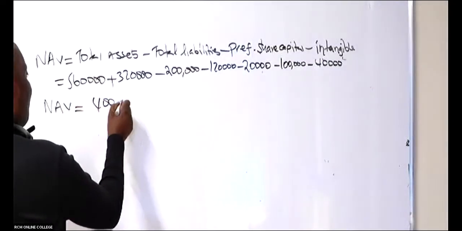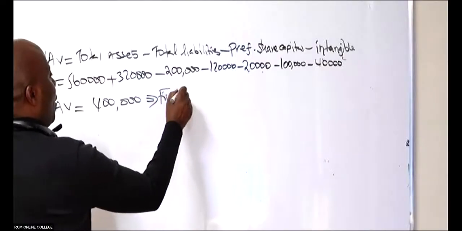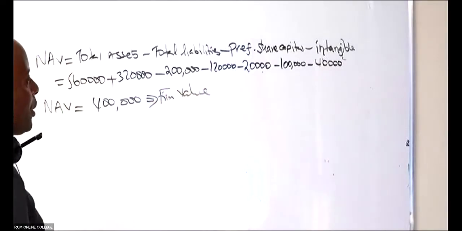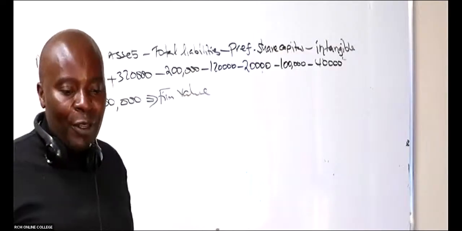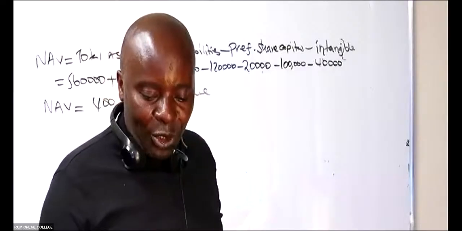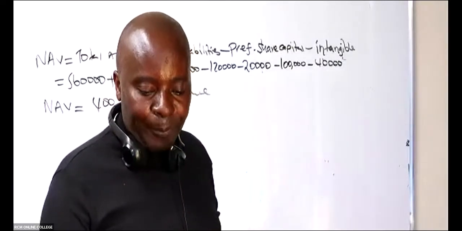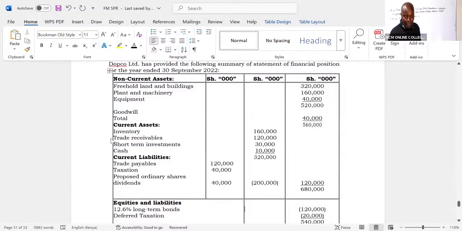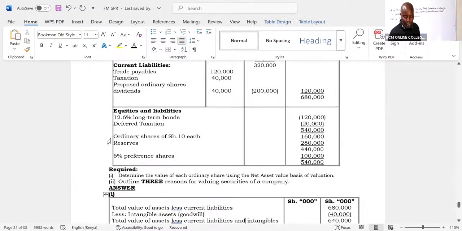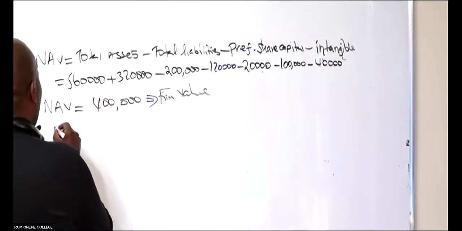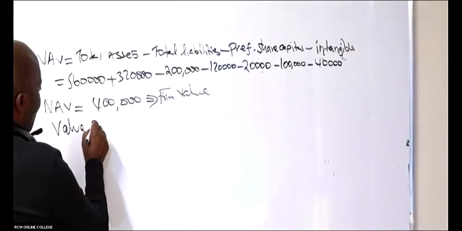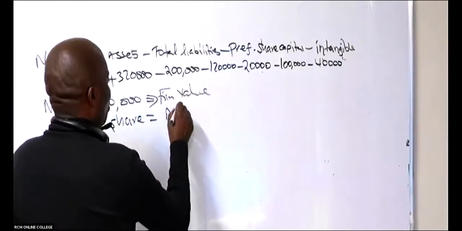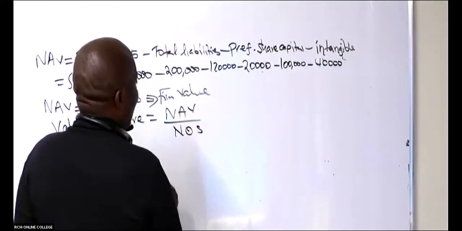So this is the value of the firm. At times they will ask you to provide what we call the value per share, or NAV per share. If you look at this question, they want me to give them the value of each ordinary share using the NAV. So the value per share will be equal to NAV divided by the number of ordinary shares.